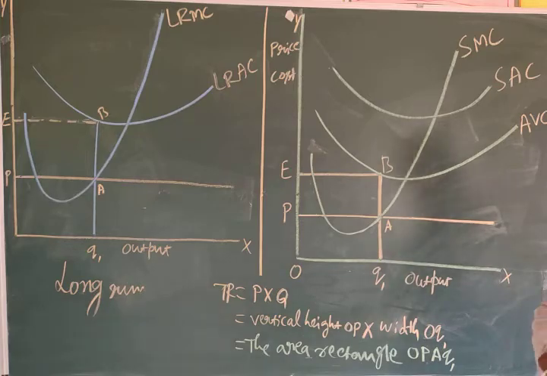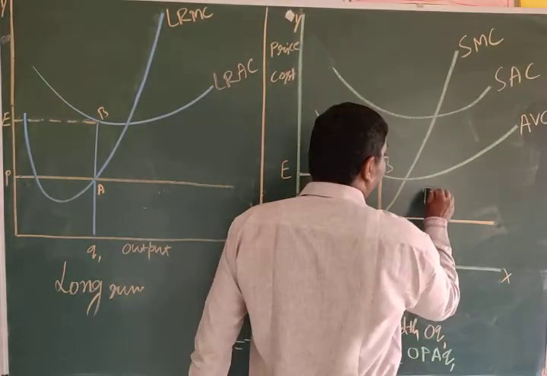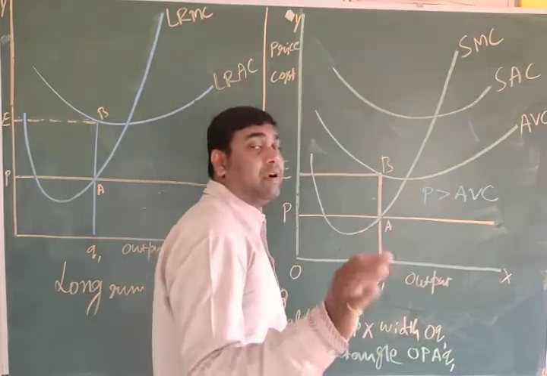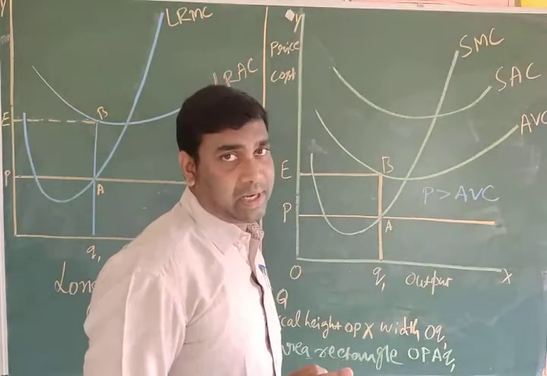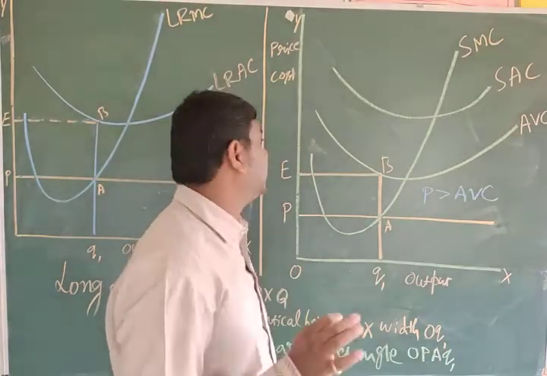We have to understand here that price should be greater than AVC. Only at that time will the firm reach the profit maximization situation.